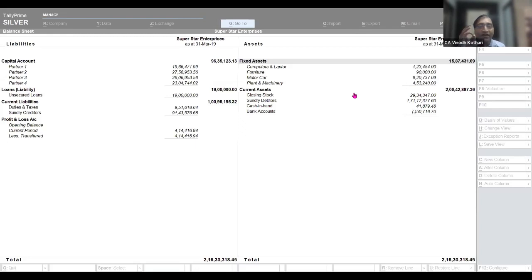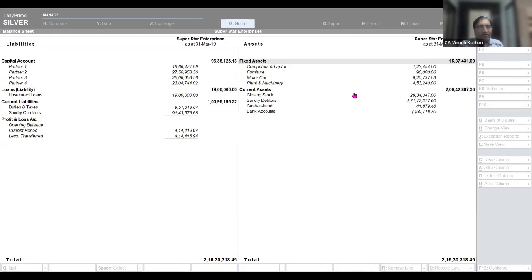Yes, we have the right to, it is not exactly the right to receive. It means that we have to receive the amount. So whenever it comes to the asset side, it is something which will be got back. For example, sundry debtor means what?